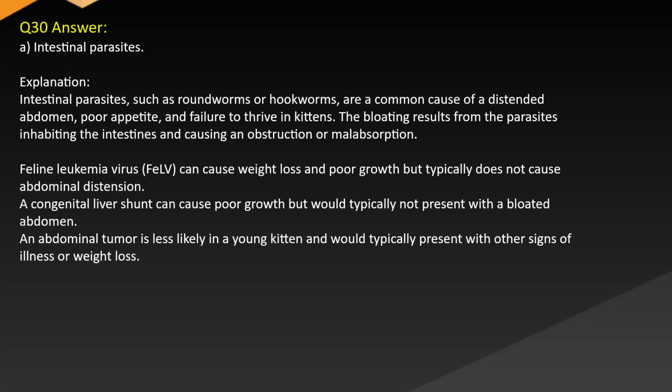Answer A. Intestinal parasites. Explanation: intestinal parasites, such as roundworms or hookworms, are a common cause of a distended abdomen, poor appetite, and failure to thrive in kittens. The bloating results from the parasites inhabiting the intestines and causing an obstruction or malabsorption. Feline leukemia virus, FeLV, can cause weight loss and poor growth, but typically does not cause abdominal distension. A congenital liver shunt can cause poor growth, but would typically not present with a bloated abdomen. An abdominal tumor is less likely in a young kitten and would typically present with other signs of illness or weight loss.